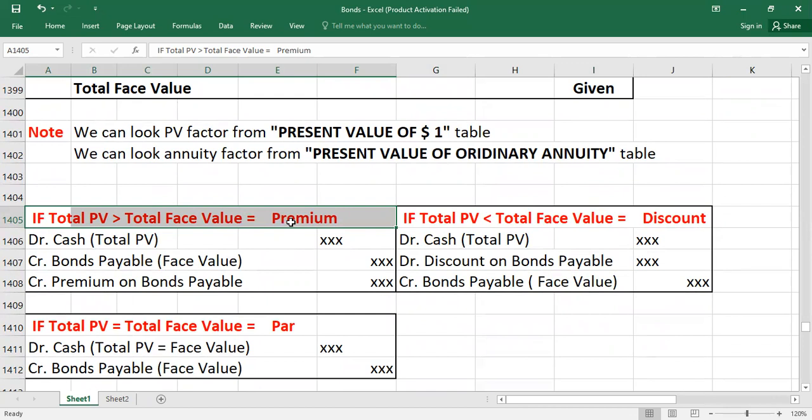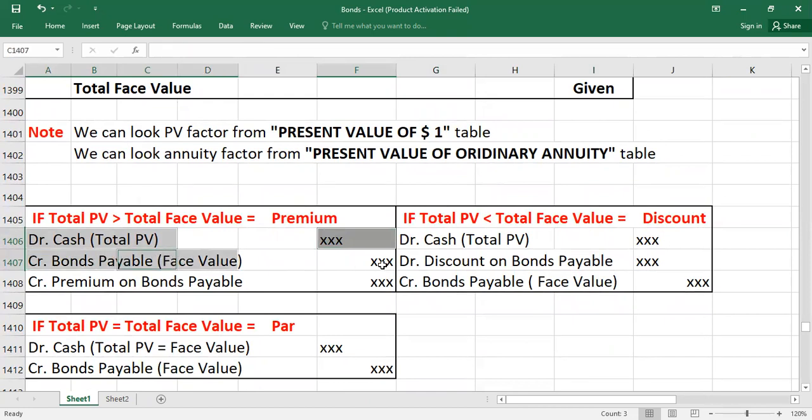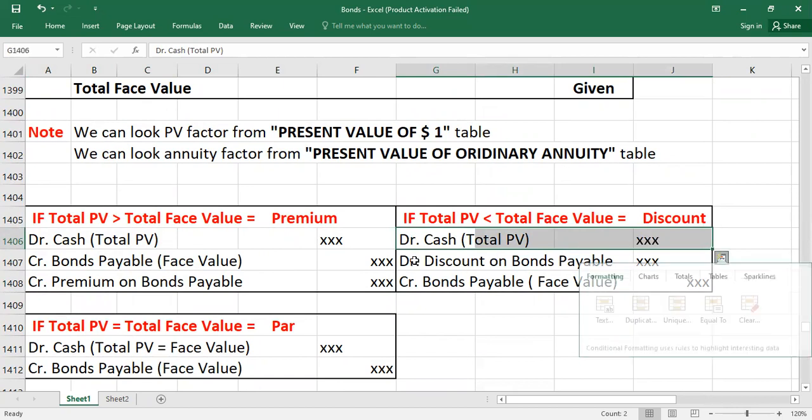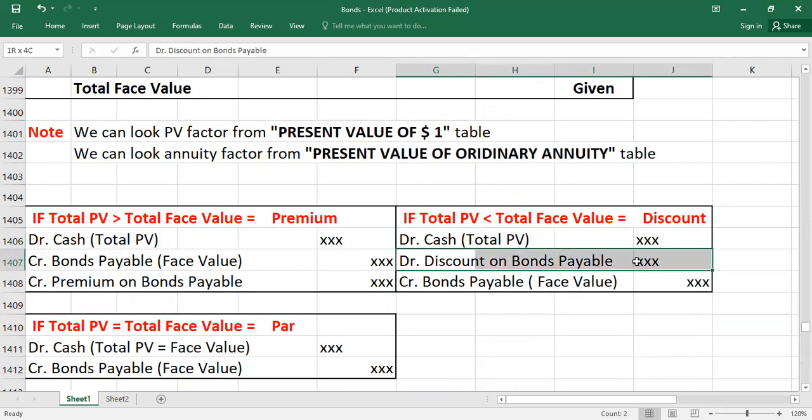How will we record the entry at the time of issuance? If there is a premium, we will debit cash with the total present value, credit bonds payable with the face value always, and credit premium on bonds with the difference. Second scenario, if your total present value is less than total face value, this is called a discount. In case of a discount, you will debit cash with the total present value, debit discount on bonds payable with the difference of present value and face value, and credit bonds payable with the face value.